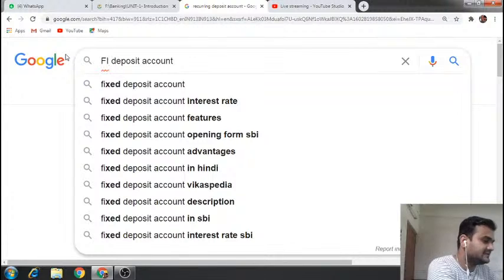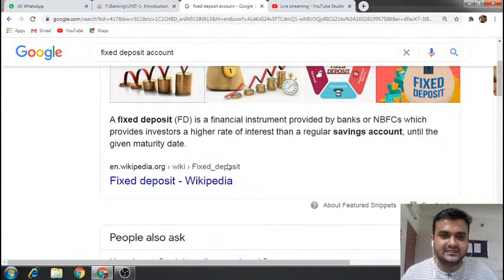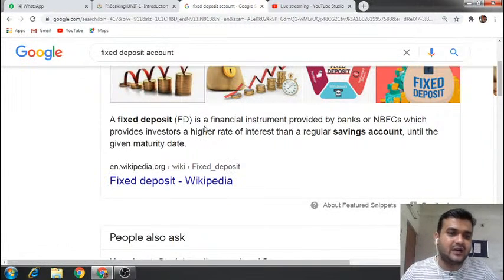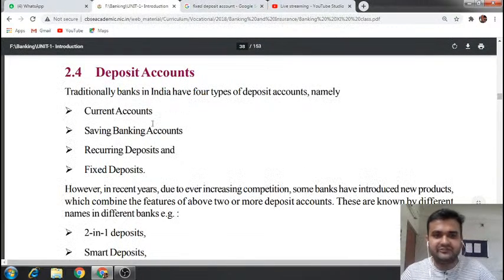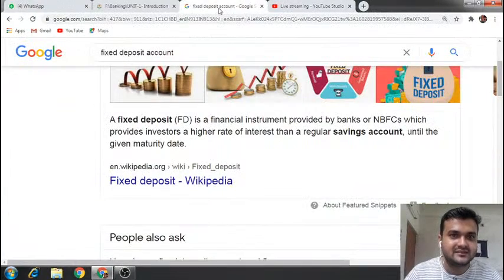Next is fixed deposits account, provided by the banks, which provides investors a higher rate of interest than a regular savings account until the given maturity date. So in fixed, what do you mean by the word fixed?